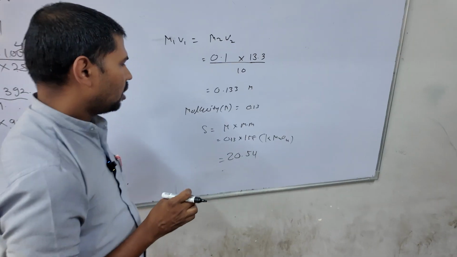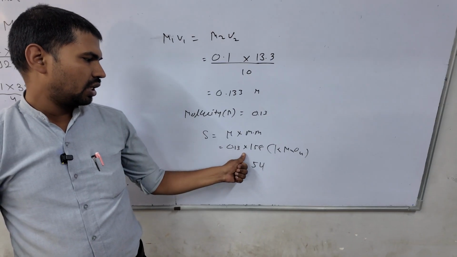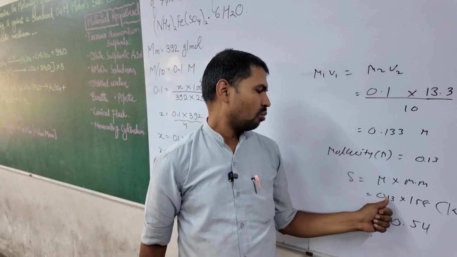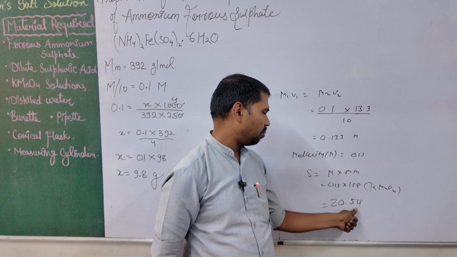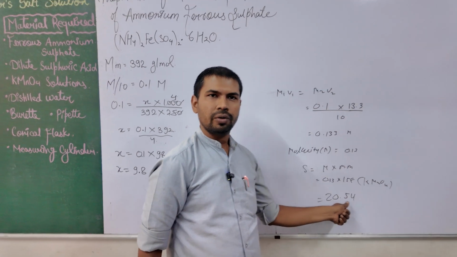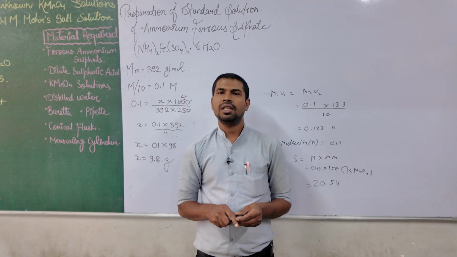For the given unknown solution, the molarity of the solution is 0.13 and the strength, molarity into molecular mass, becomes 20.54. Right? So this is your complete practical of the titration.